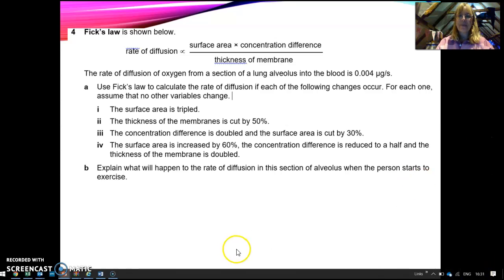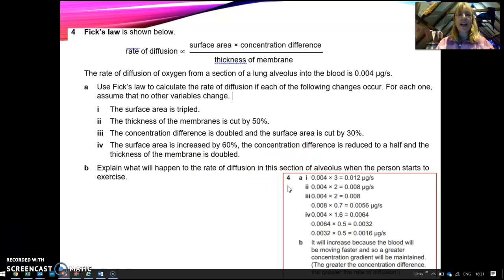Okay. How was that? I know some of you would have sailed through. Some of you might have found this a little bit more tricky. So the first one, the surface area is tripled. So if I have tripled my surface area, I'm going to triple my rate of diffusion. So my rate of diffusion is 0.04 micrograms per second. So I go 3 times 0.04, giving me my answer there.